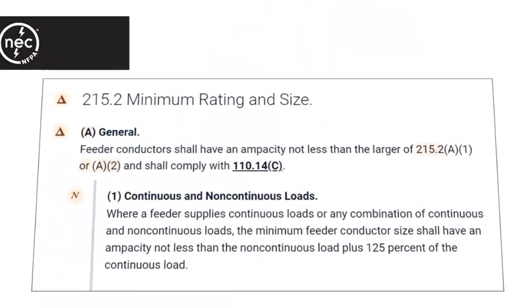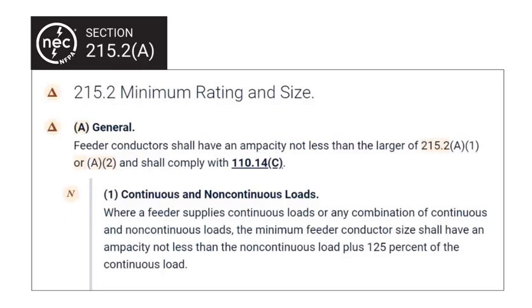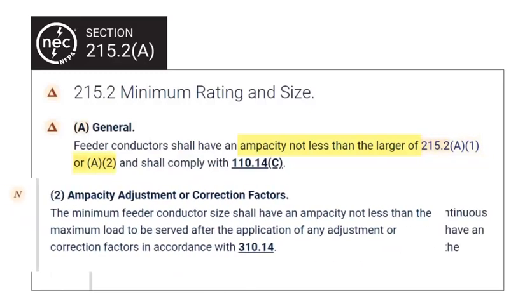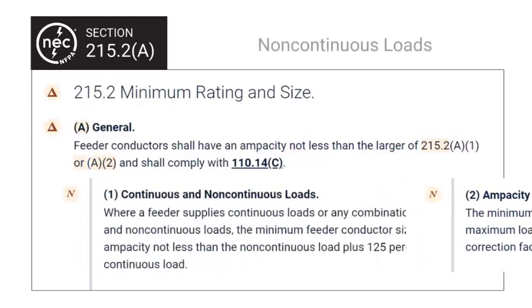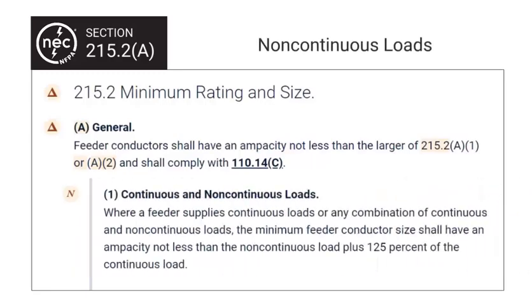Section 215.2(A) of the NEC tells us that feeder conductors shall have an ampacity not less than the larger of 215.2(A)(1), continuous and non-continuous loads, or 215.2(A)(2), ampacity adjustment or correction factors. The size of the secondary feeder conductors of our transformer is based on non-continuous loads.